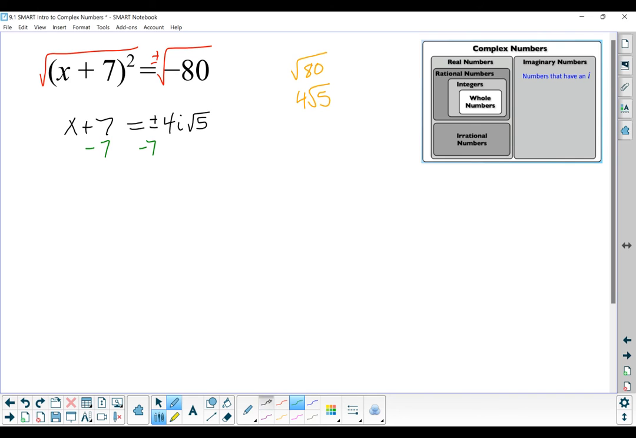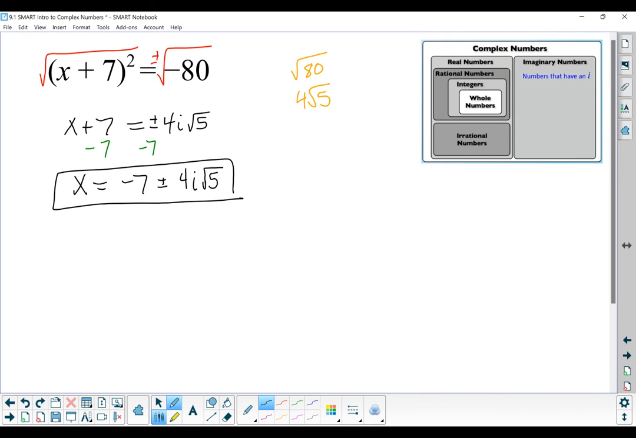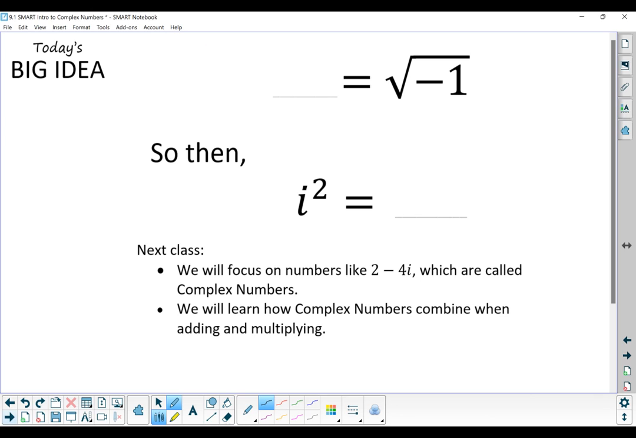Now, since the plus or minus there is an imaginary part, we don't want to combine that negative 7 with it. So we are just going to keep those two parts of our answer separately, the real part and the imaginary part. And this would be our final answer here. So is it called a complex number when it has both a real part and an imaginary part?